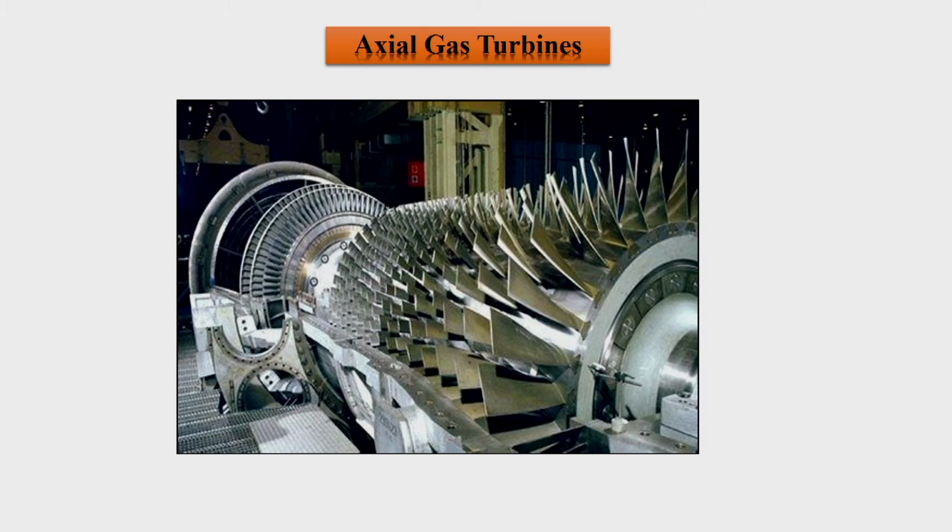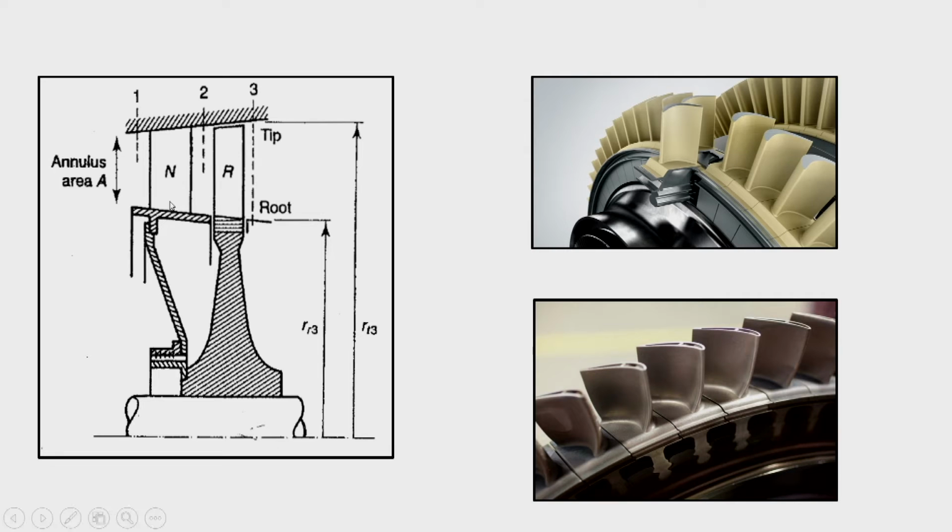However, we are interested in finding out certain performance aspects of the axial turbine from the basic elementary theory of the axial turbine. The axial turbine is again composed of two parts. One is called the nozzle and the other is called the rotor. Every stage of an axial turbine is comprised of these two major components.